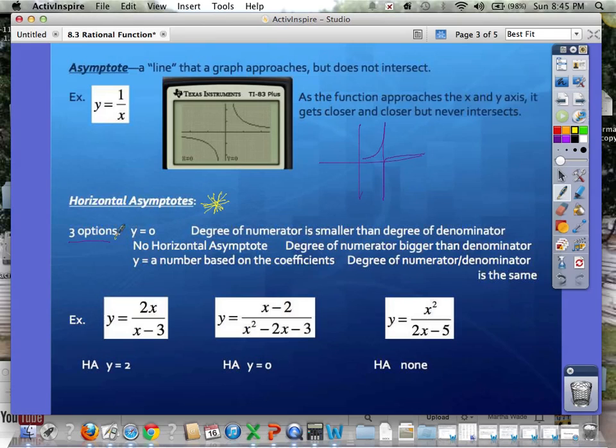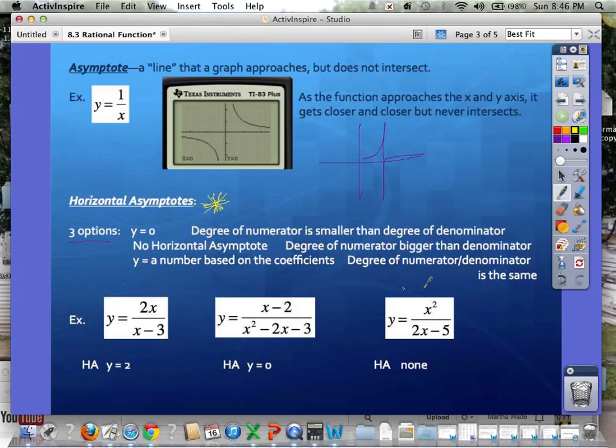All right, you can have the option of y is equal to 0, and that happens when the degree of the numerator is smaller than the degree of the denominator. Then you can have the choice of no horizontal asymptote at all, and that's when the degree of the numerator is bigger than the denominator. And then you could have y is equal to a number based on the coefficients, and that happens when the degree of the numerator and denominator are the same.